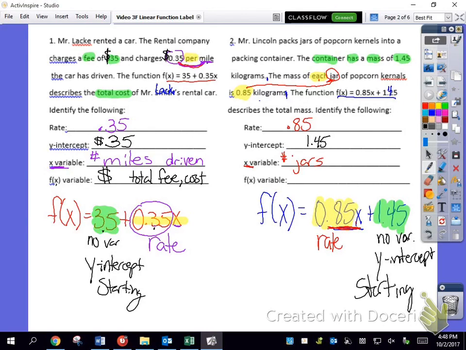Now, what is it about? Look at what everything else is about. Use your context clues. I have numbers 0.85 and 1.45. Look up there at what it says: 1.45 kilograms, 0.85 kilograms. Look what's in both of those: kilograms, kilograms. So what is my f of x variable? It is kilograms. That is the total number of kilograms that my box will weigh.